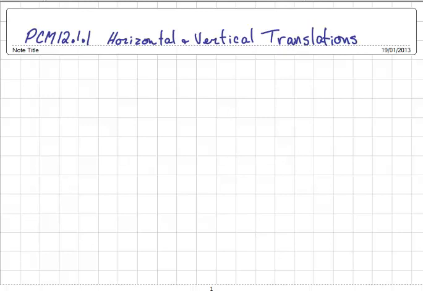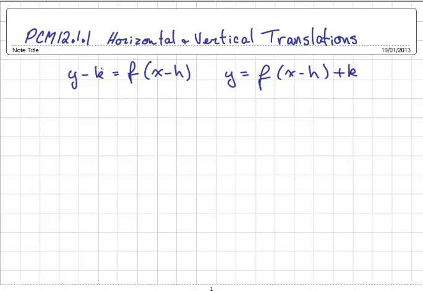In today's videos, we will look at section 1.1, horizontal and vertical translations. Today, we will work with functions expressed in the form y minus k is equal to f of x minus h, and with y is equal to f of x minus h plus k. Same thing really. All I'm doing is moving that k over to the right hand side. So no big deal there.